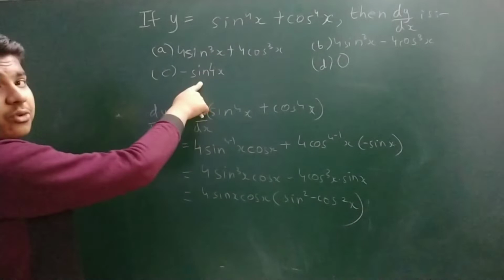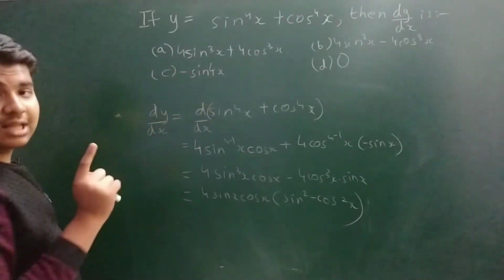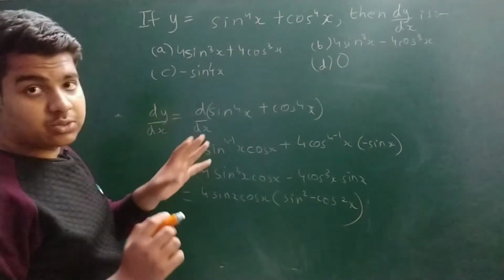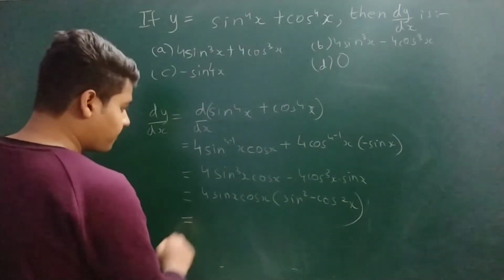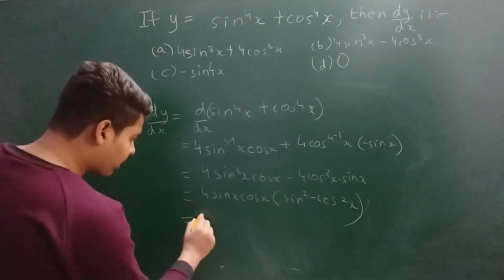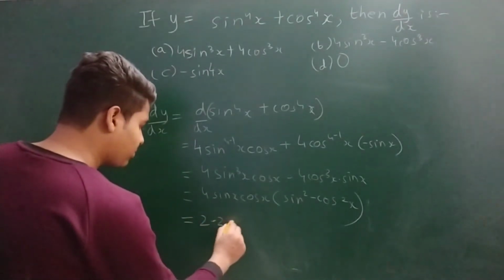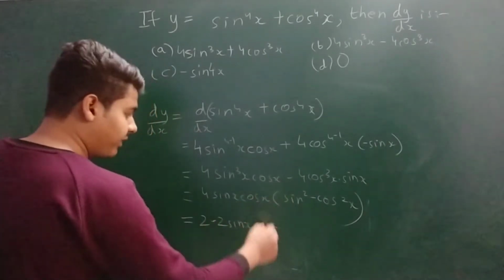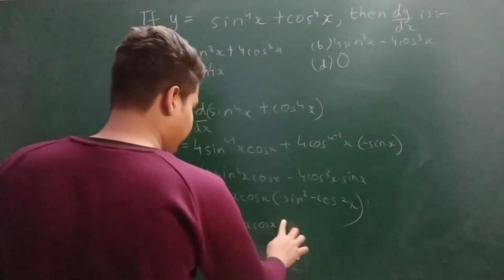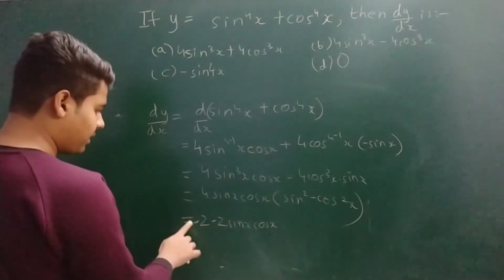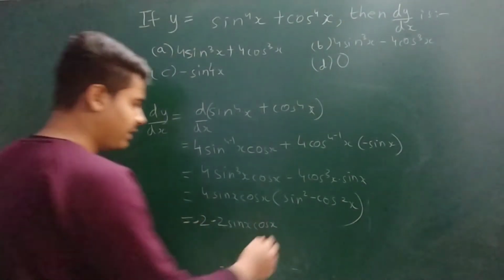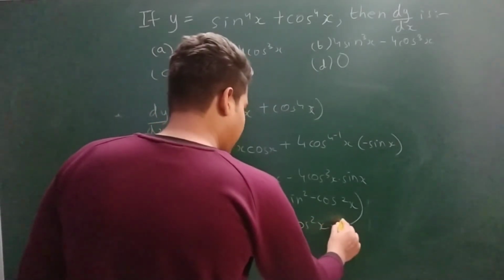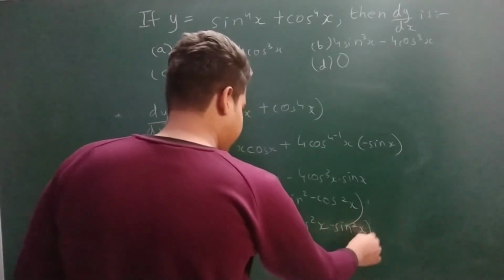This is sin 4x, not sin to the power 4, it is minus sin 4x. I just gave you this hint because otherwise you might get confused. Then 4 will be 2 multiplied by 2 sin x cos x, and if we take out minus common from here, I'll put the negative sign in the front. It will be cos square x minus sin square x.